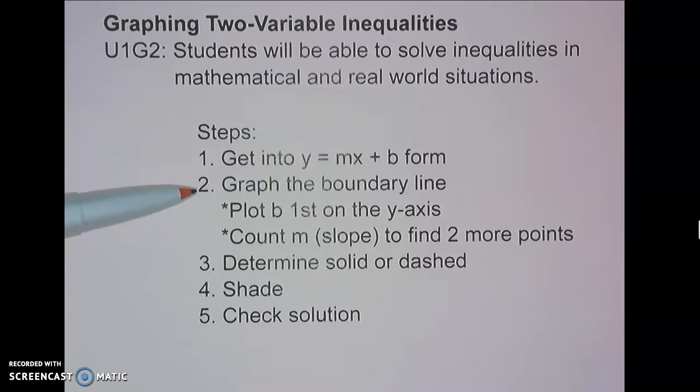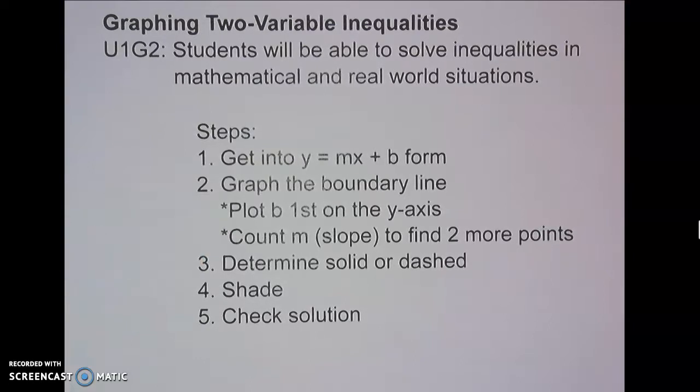Then we're going to graph the boundary line. So we're going to plot the y-intercept first on the y-axis, and then we're going to count the slope, the m, to find two more points. So we need a total of 3 points. We're going to determine if we need a solid or dashed line. We're going to shade, and then the last thing we're going to do is check our solution. Okay?